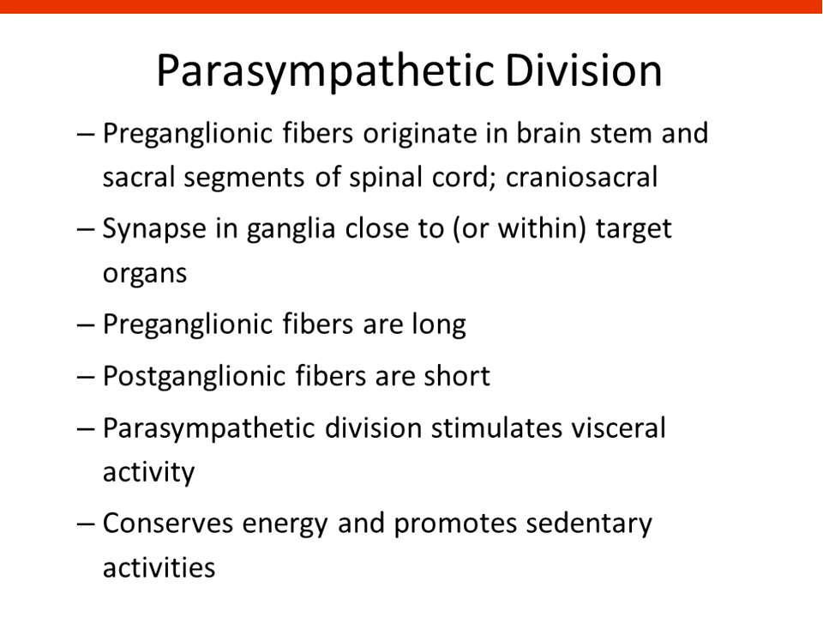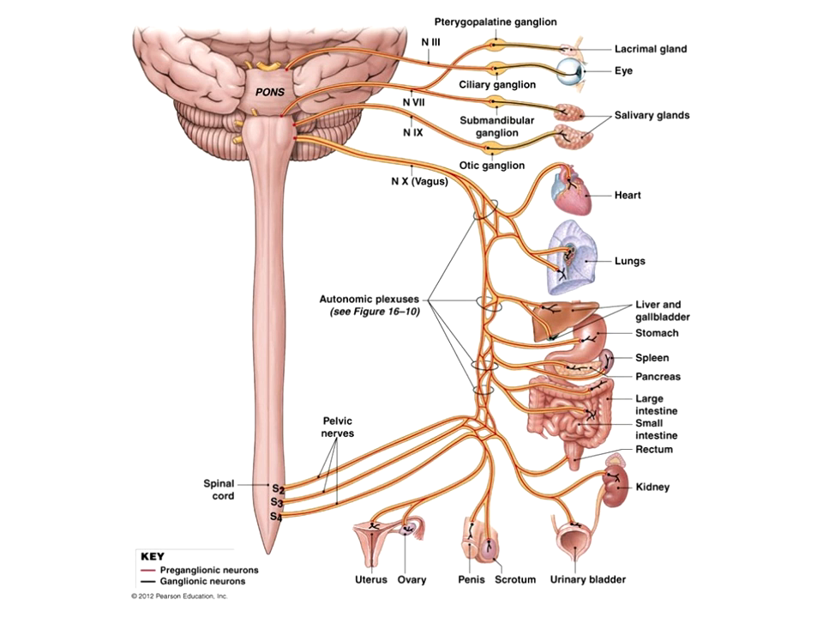On the parasympathetic division, again, we have preganglionic fibers that originate at the brainstem or at the sacrum, so they are known as craniosacral. They travel a long distance, and they synapse in the ganglia close or near their target. So they have, again, the opposite: long preganglionic fibers, short postganglionic fibers. They are going to stimulate lots of visceral activities inside the gut and the belly, and they are going to promote energy conservation and sedentary activities. So that's why they're eat and rest.